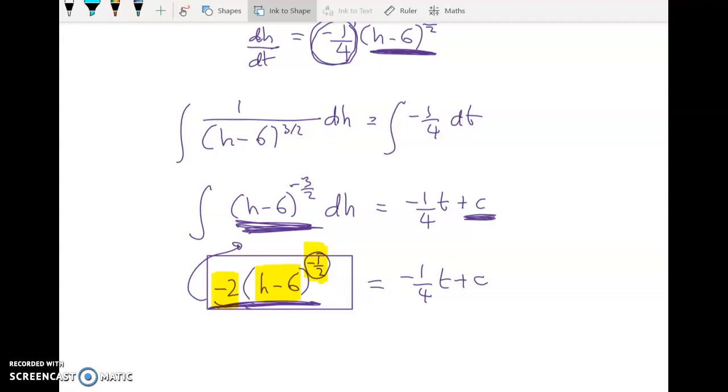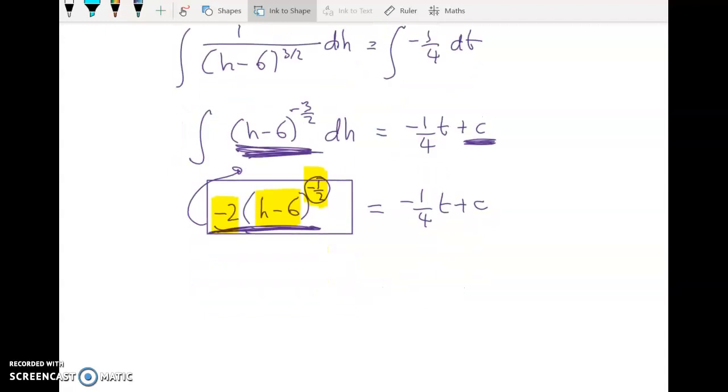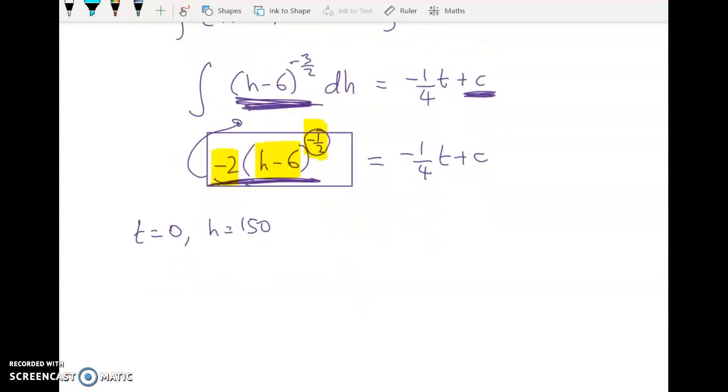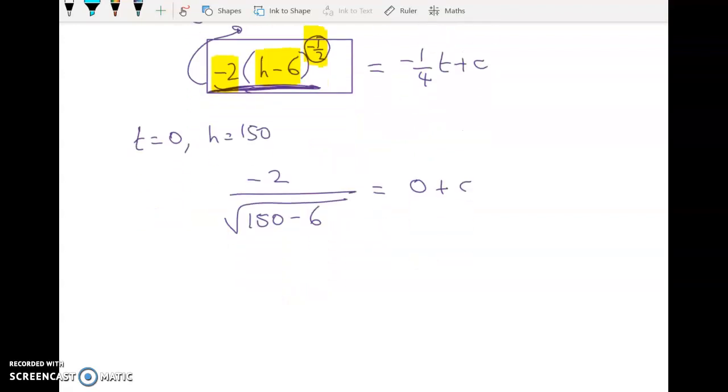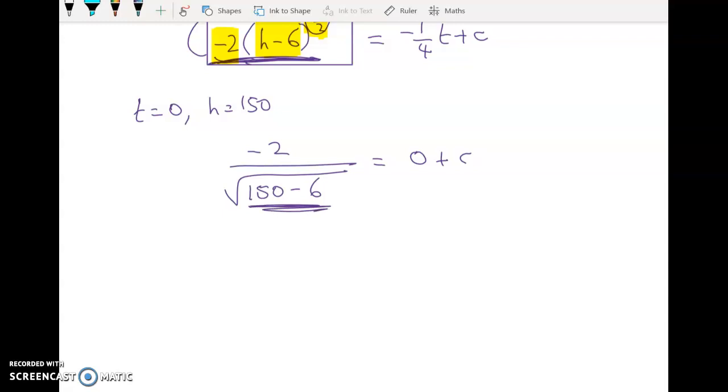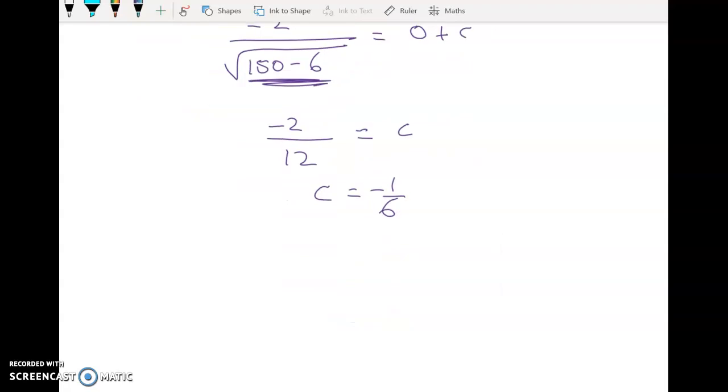At this stage, we can substitute in the point that we know, which is that when t is 0, h is equal to 150. That gives us this: negative 2 over the square root of 150 minus 6 is equal to 0 plus c. And we should like this because we can see we've got a square in here. We've got negative 2 over the square root of 144, which is 12, and that works out to be c. So c is equal to negative 1/6. So we're just about there.